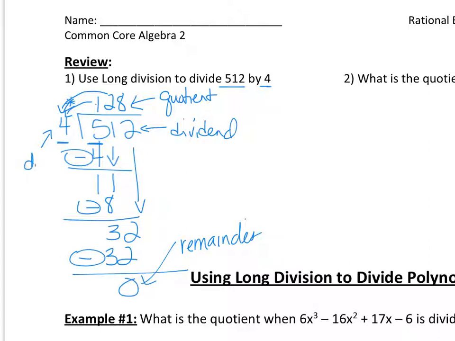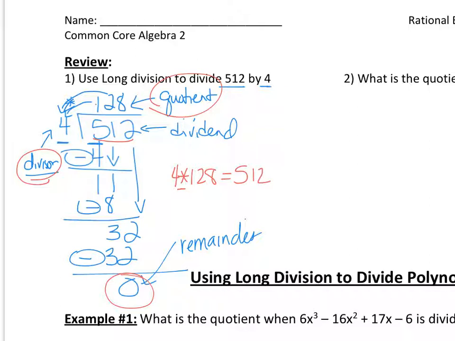And 4 is the divisor. All wonderful things. So just remember that if you multiply the divisor, that's this guy, times the quotient, plus the remainder, you should always get the dividend. So I can check this by doing 4 times 128, which is 512, if I add 0 to it, obviously. That's it. So that's long division.